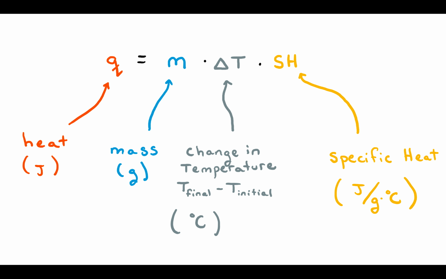What this means altogether: on the left, we're trying to figure out how much heat we need to heat something up. That's going to depend on three things. It's going to depend on how much stuff we're heating up, it's going to depend on how hot we want to get it, and it also depends on what the material is we're heating up. Is it a metal or is it water?